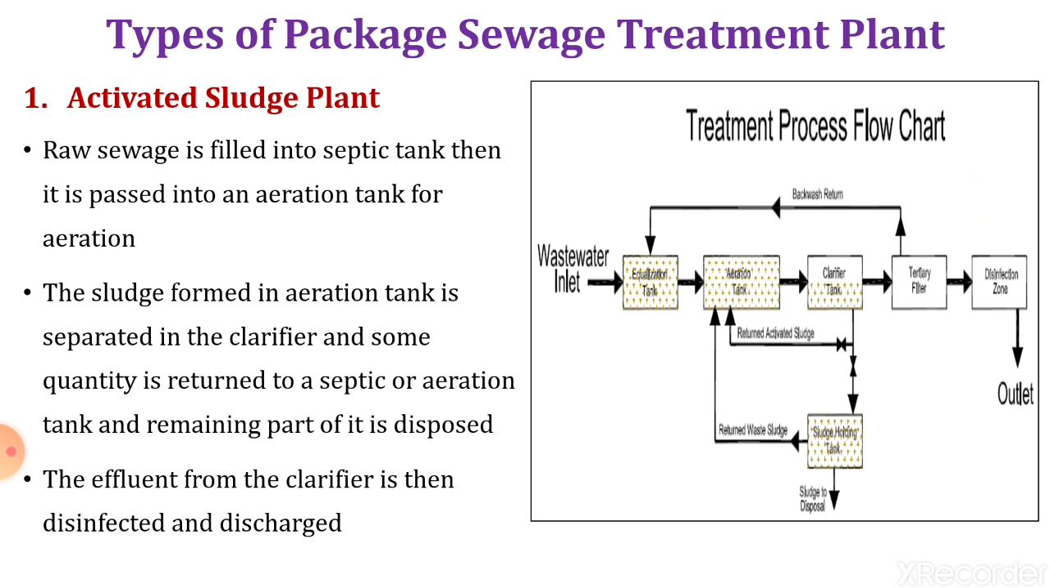The sludge formed in the aeration tank is separated in the clarifier and some quantity is returned to the septic tank or aeration tank, and the remaining part of it is disposed. The effluent from the clarifier is then disinfected and discharged. The same flow chart you can see in the figure.